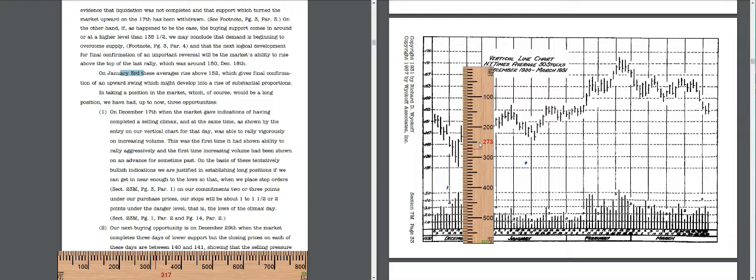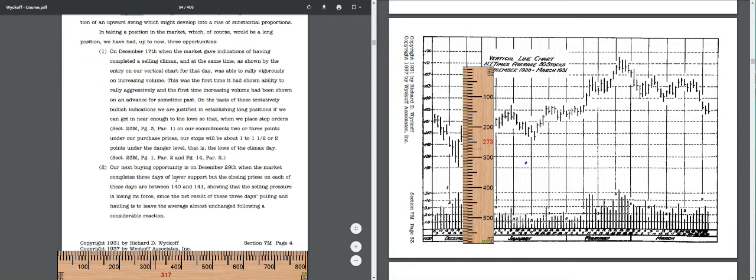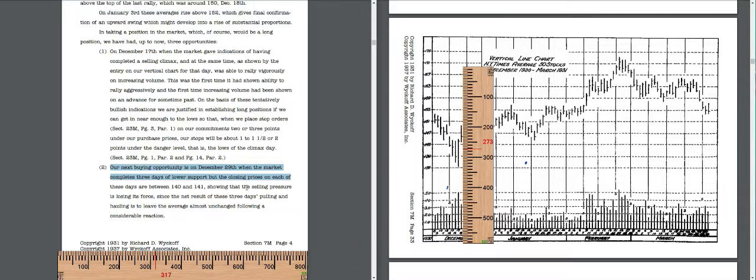Okay, so climax on the daily, change of behavior on the hourly, buy the hourly with a stop below the daily low. Second buying opportunity is when the market completes 3 days of lower support, but closing prices of each of these days are between 140 and 141, showing that the selling pressure has lost its force, since the net result of these days pushing and pulling is very low.